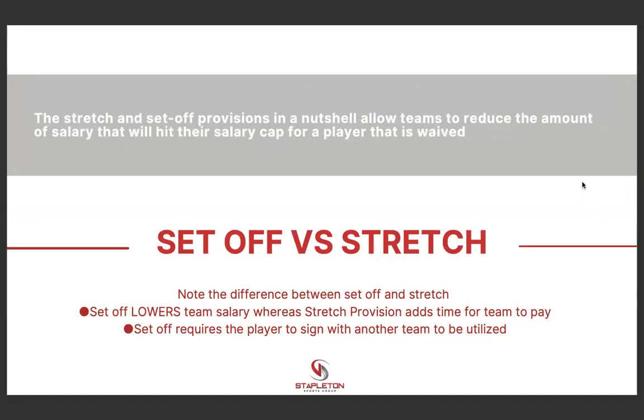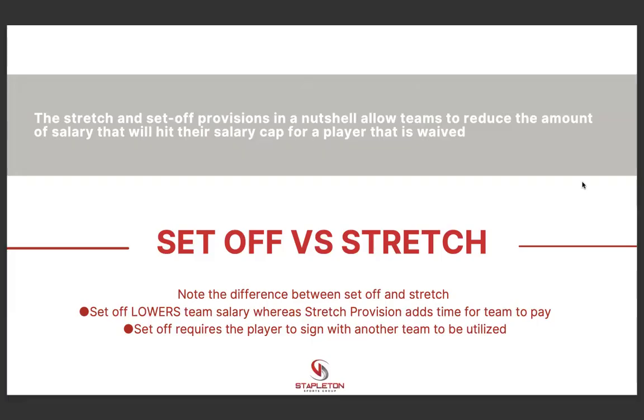So what the set off and the stretch provision allow teams to do is, after they waive a player, they have that guaranteed amount. The set off will allow them to pay a lower amount, while the stretch will take the amount that they owe them and stretch it over a longer period of time, essentially lowering the payments that are owed as well. So there are some key differences between the set off and the stretch provisions. The set off lowers the team salary, whereas the stretch provision adds more time for the team to pay the player.